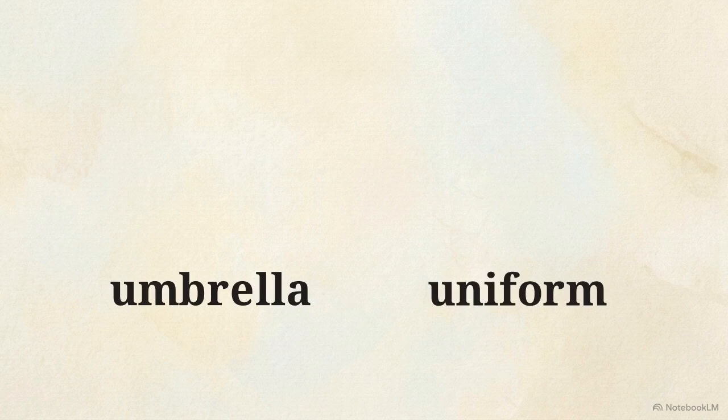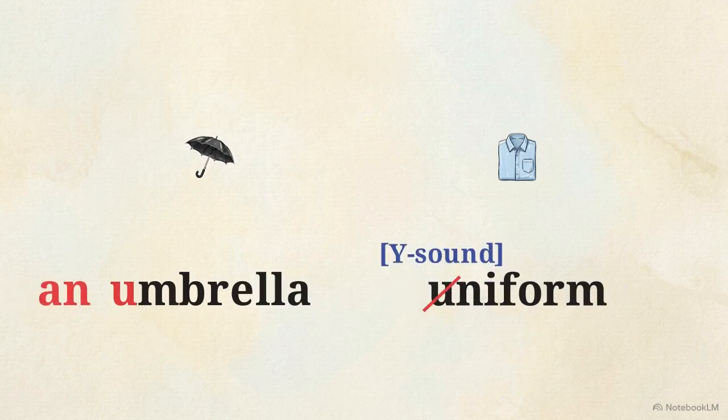This distinction is clearest with words that start with the letter U, like umbrella and uniform. While umbrella begins with a vowel sound, uniform is pronounced with a Y sound. Because that Y sound functions as a consonant, we say a uniform, not an uniform.